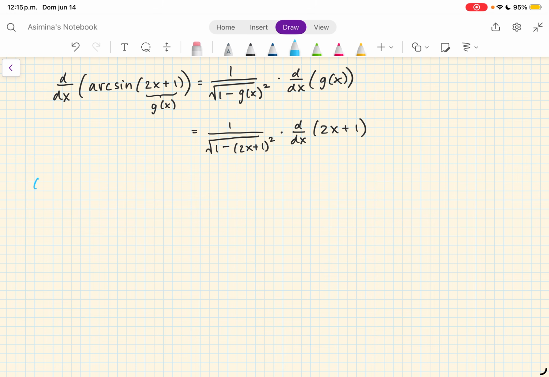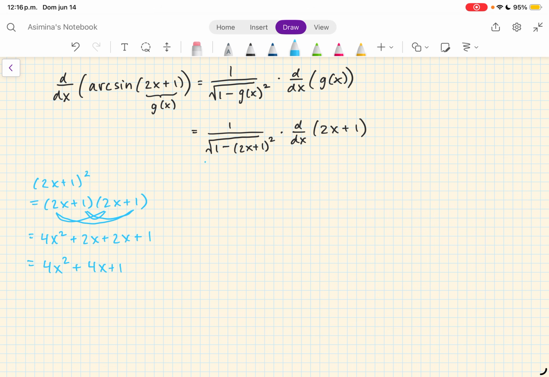So now we have some simplification to do. So what is 2x plus 1 squared? So that's 2x plus 1 times 2x plus 1. So we can use FOIL. So first, 2x times 2x is 4x squared. 2x times 1 is 2x. 1 times 2x is 2x. 1 times 1 is 1. So this is 4x squared plus 4x plus 1.